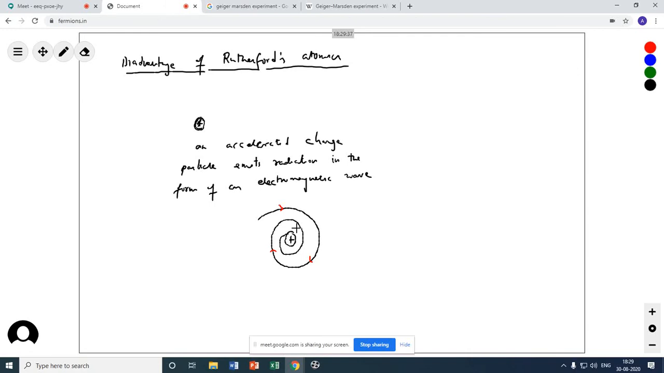Also, the same classical electromagnetic theory says the frequency of the electromagnetic wave emitted by the revolving electron is equal to the frequency of revolution of the electron.